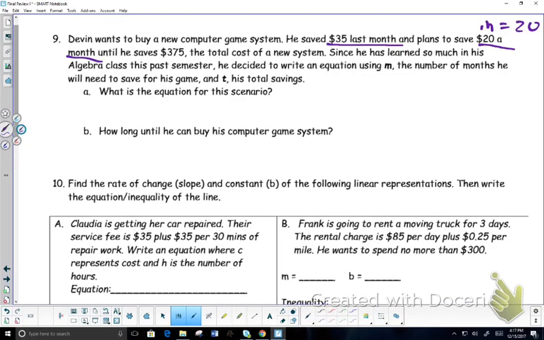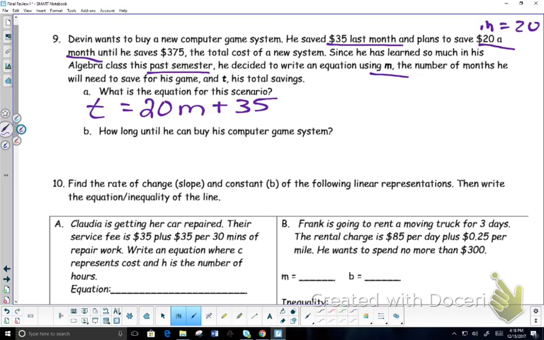Since he learned so much in his algebra class this past semester, he decided to write an equation using M, the number of months he will need to save for his game, and T, the total savings. So T is going to be our total savings. He's going to do $20 a month, and he already has $35. Okay, so that would be our equation for this situation.